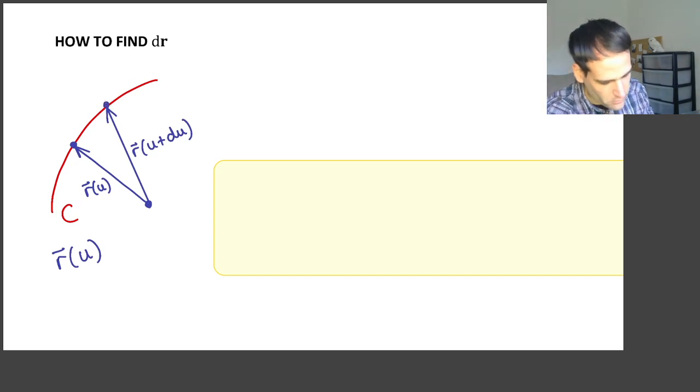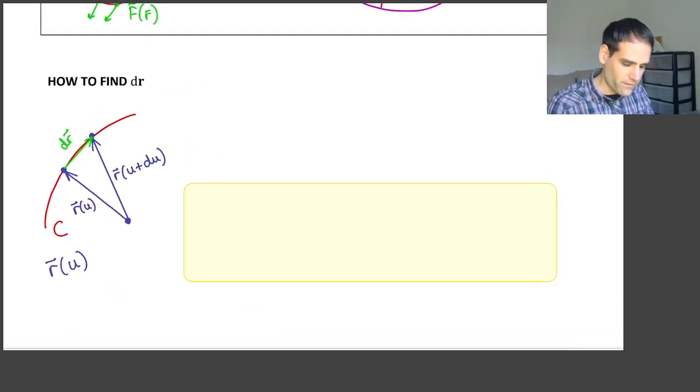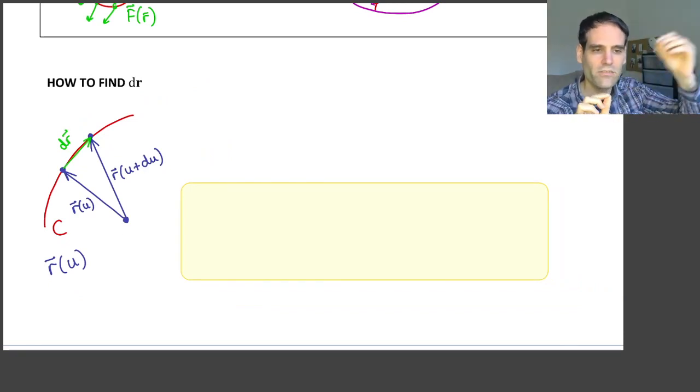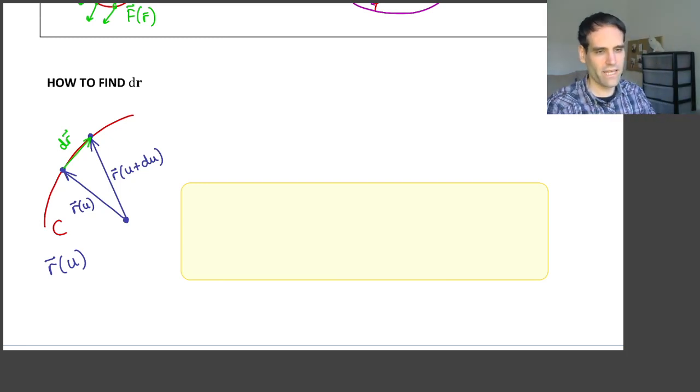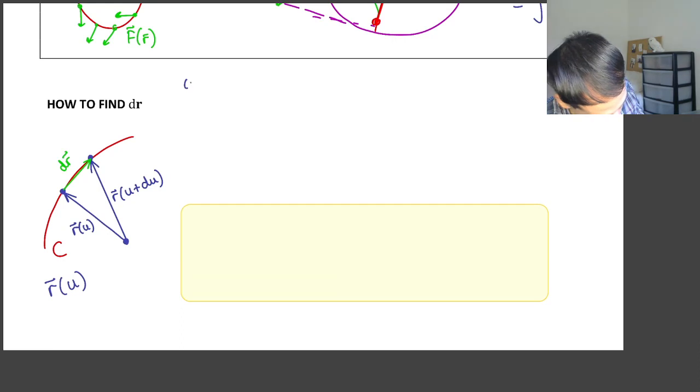Then the subtraction of these two vectors, r of u plus du minus r of u, gives us this vector here, which joins the initial and the final point, and this is dr. And this is a vector which is proportional to the rate of change of the position with respect to u, and it's pointing in the direction tangent to the curve. So how to find it? As usual, you are already getting used to this, I think. The first method is look it up on a table.